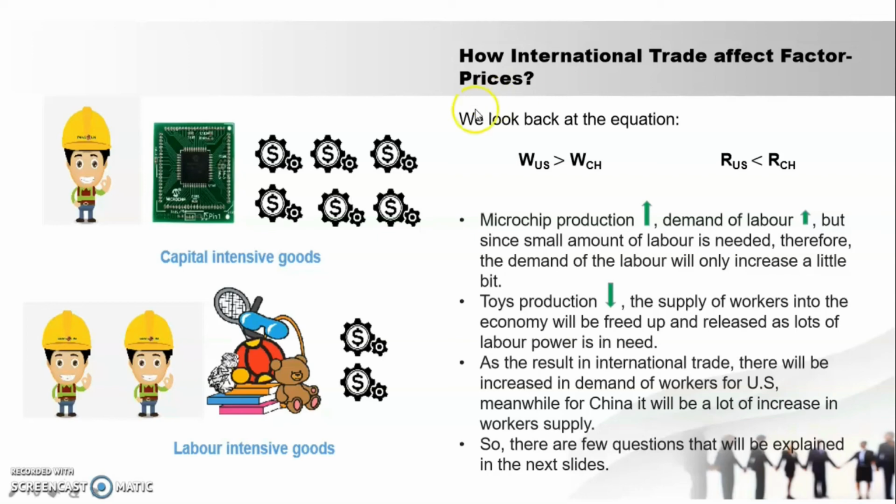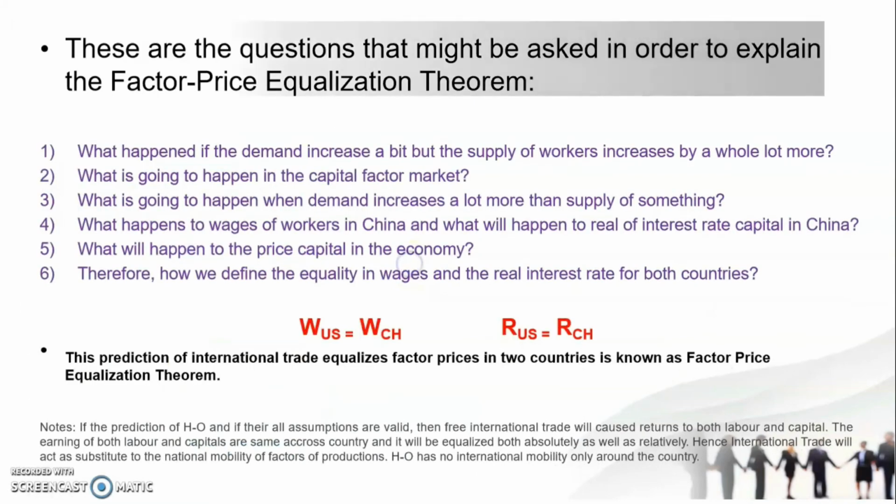This is where a lot of questions appear in order to understand factor price better. Let's go one by one. Okay, now what happens if the demand increases a bit but the supply of workers increases by a whole lot more? In this case, the price of labor, or wages, will fall. Therefore, in the US, wages are going to fall.